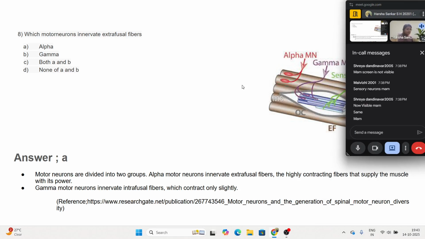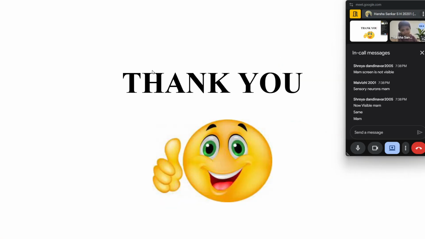Extrafusal fibers are supplied by alpha motor neurons, highly contracting fibers that supply the muscle with its power. Gamma motor neurons innervate intrafusal fibers, which contract only slightly, because the main function of intrafusal fibers is as the sensory element. Change in length is detected by that sensory element. But the main contraction is done by the extrafusal fibers, which are innervated by alpha motor neurons. Yeah, that is about our questions.